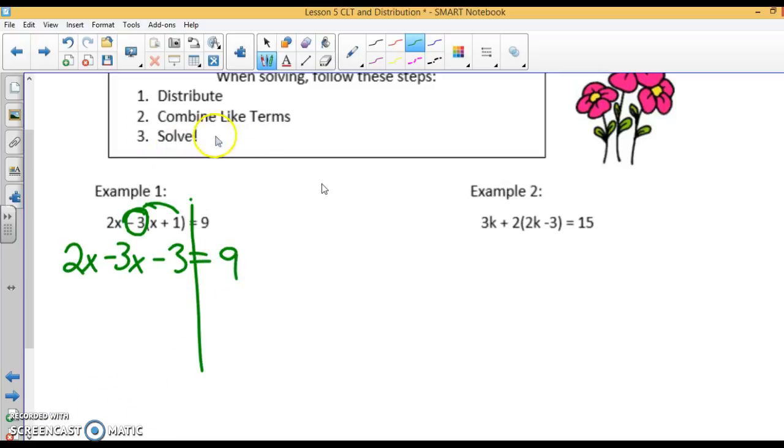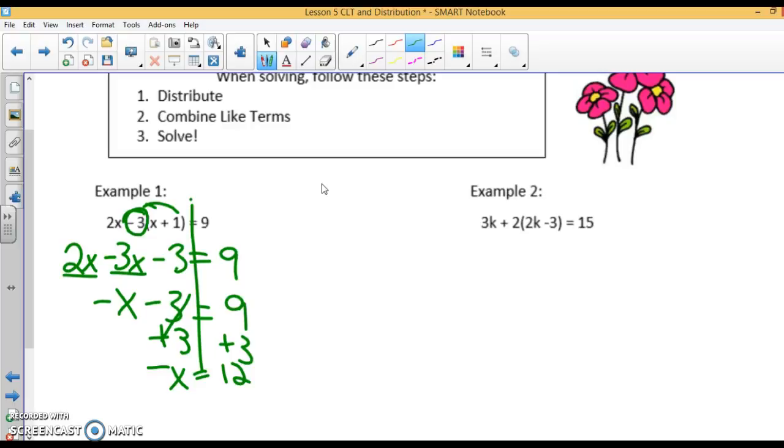Now I can combine like terms. I can combine my 2x and my negative 3x, and it will give me negative x, bring down my negative 3, and I still have my 9. Now I can solve. I can add 3 to both sides. I will get negative x equals 12. And because I still have my negative on this side, I can divide by negative 1 on both sides, and that will cancel it. So I will get x equals negative 12.